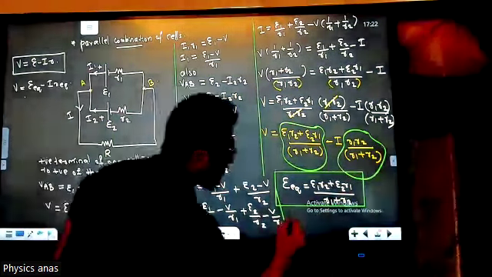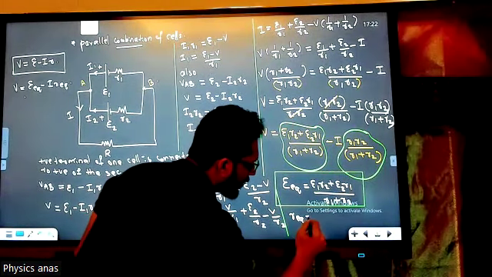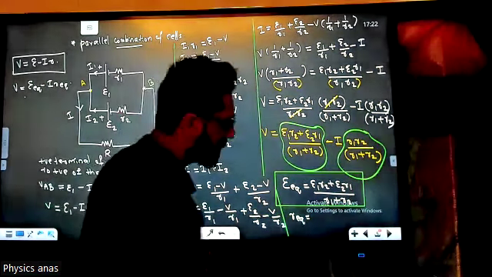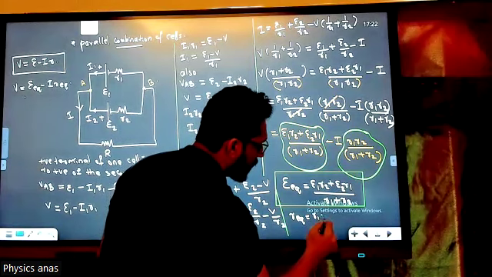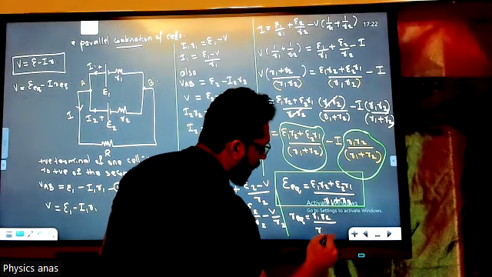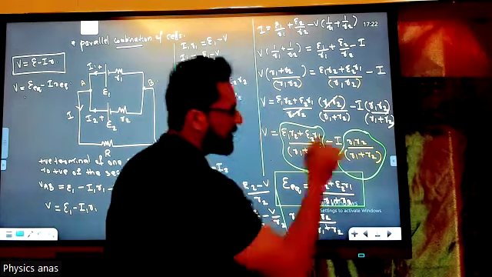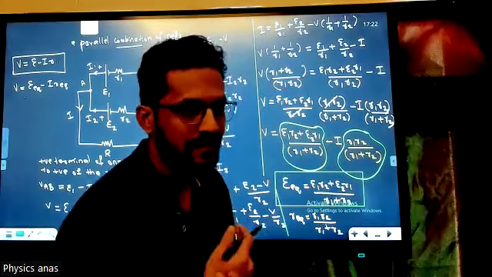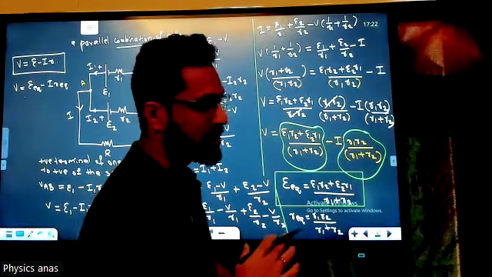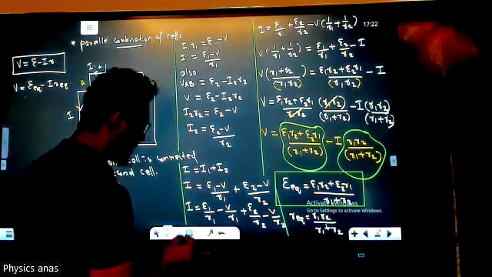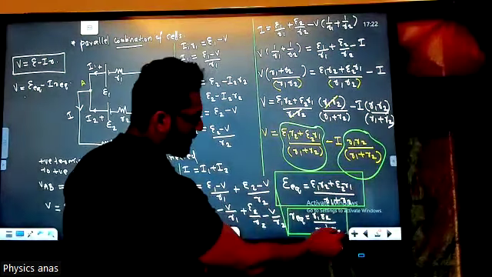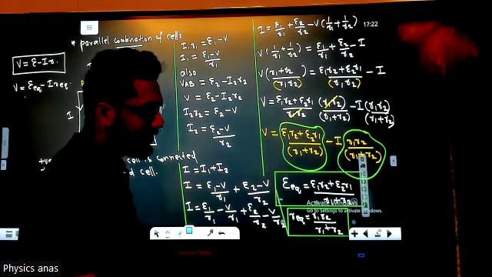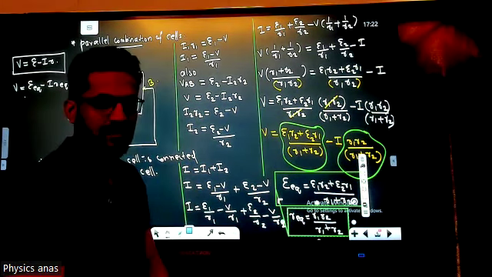What is R equivalent? R equivalent is R1 R2 by R1 plus R2, R1 R2 divided by R1 plus R2. What is this actually? Are you familiar with that equation? In real, what is that equation? You know that. You are familiar with this equation.